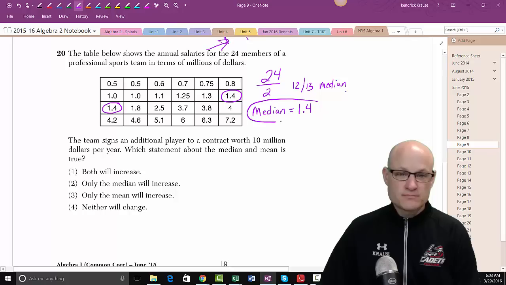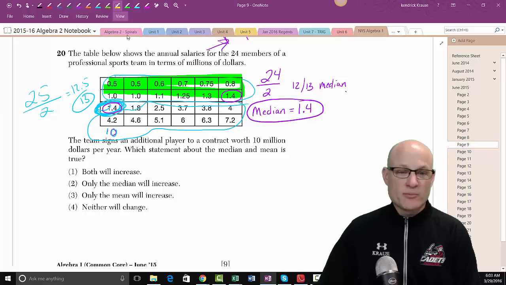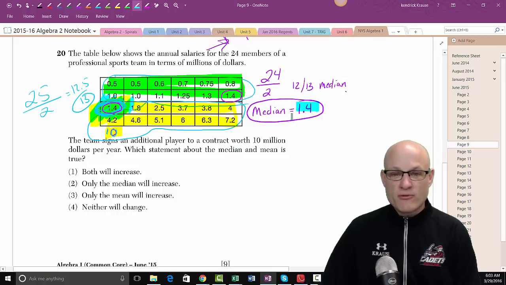So if all of a sudden we add one more number, we add 10 onto this. So let's do it in a different color. If I add 10 onto this, now I've got 25 items, and I divide that by 2, I get 12.5. Or the 13th number, this one right here, is right in the middle. There's 12 here, and then there would be 12 here. Right? So this would be right in the middle. 1.4 would be in the middle. So notice, before it was 1.4, and it's still 1.4.